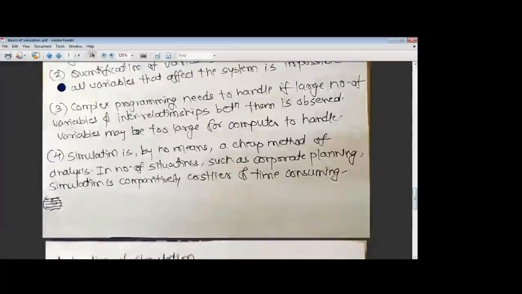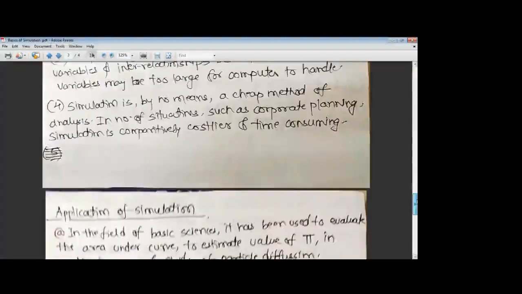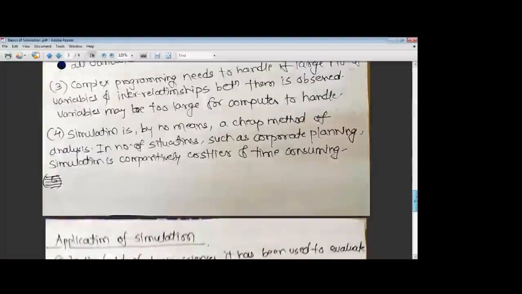your system will not be a reliable system. Now, complex programming is needed to handle a large number of variables and the interrelationships between them. Variables may be too large for a computer to handle. You'll have to do some complex programming because a large number of variables are there. Even amongst the variables, there will be some interrelationship, and it has been observed that the number of variables in certain cases can be too large for the computer to handle. So this is also one of the limitations that you can see.